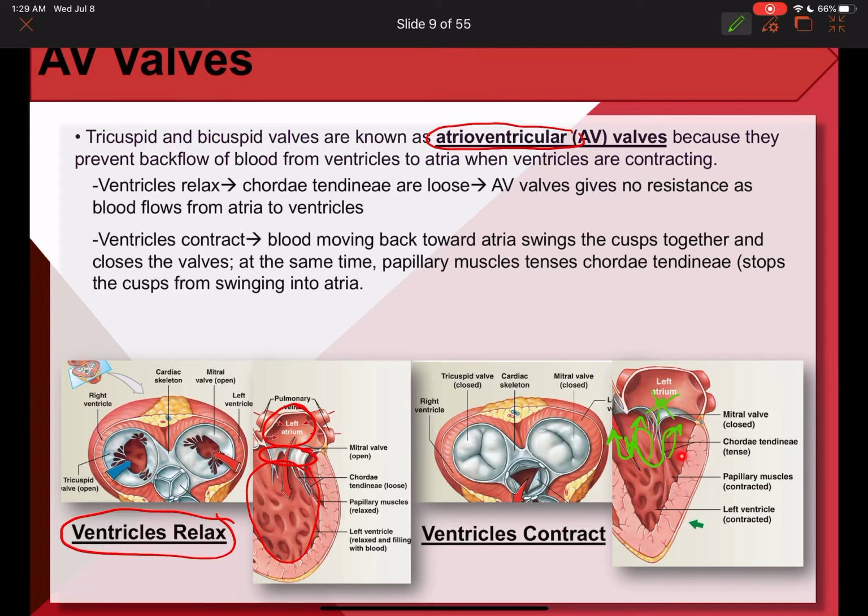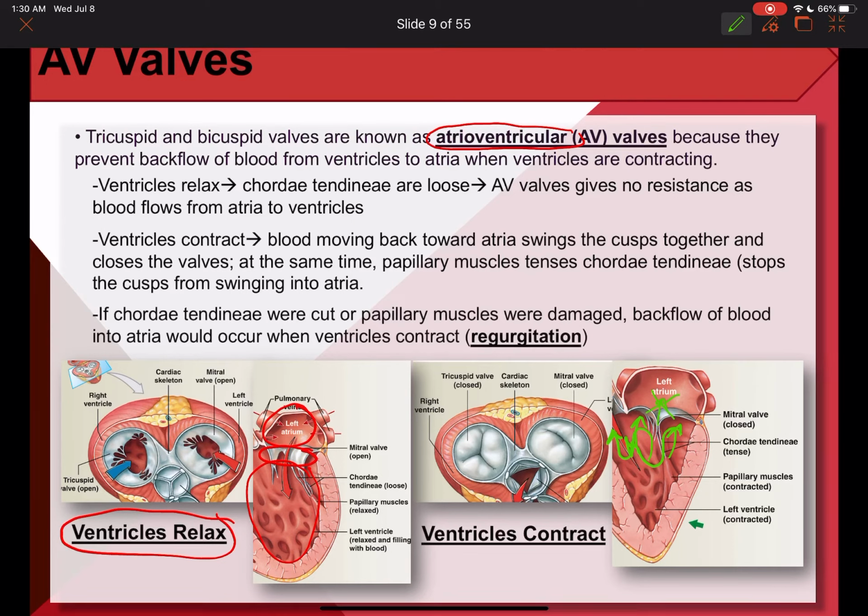So all this nicely oxygenated blood just coming from the lungs will not be floating backwards into the atria. All of it will then efficiently go towards the aorta, towards the rest of the systemic circuit. Okay? All right.